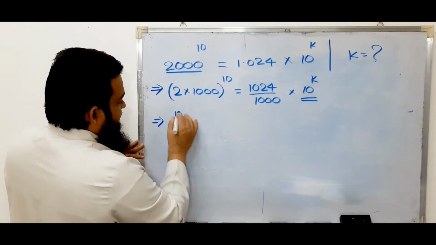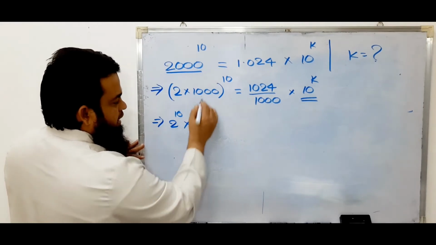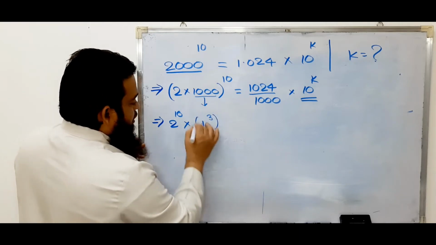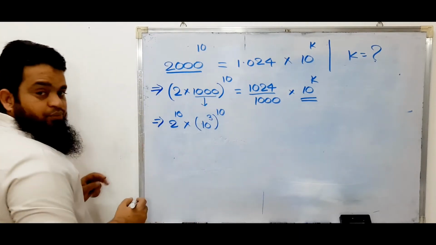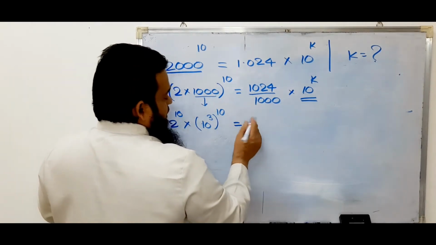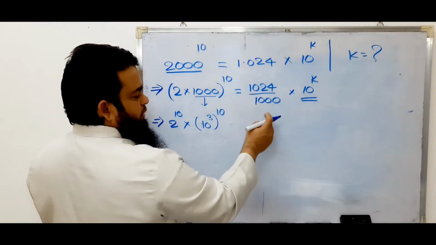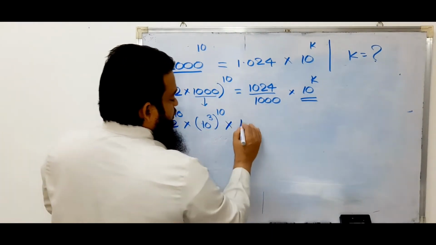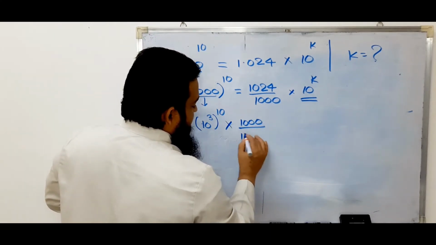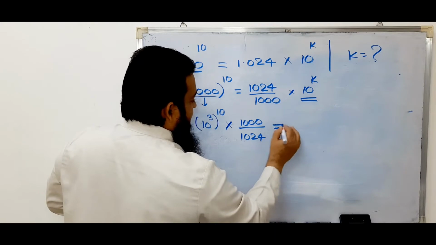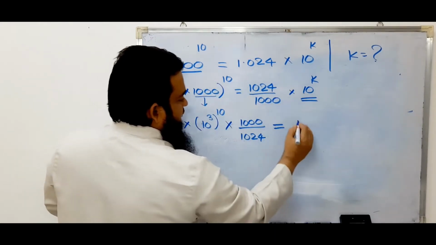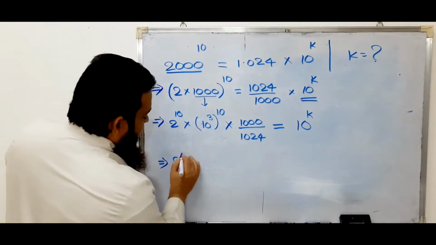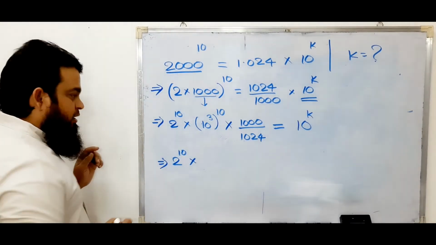So 2 to the power of 10 multiplied by 1000. Can I write this 1000 as 10 cube? Yes, we can, whole to the power of 10. Equals, when I transpose 1024 by 1000 to the left hand side, it gets multiplied as a reciprocal, right? So 1000 by 1024 equals, when it comes to this side, only 10 to the power of k is left out. I can multiply directly, but I will take one more step.